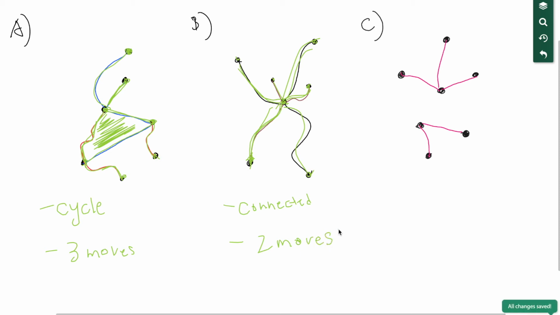All right, lastly, let's take a look at C. So C is the only graph, if you can see, that is disconnected, or these 2 graphs are not connected to each other, right? This is one separate one, and this is another separate one, right? So we can say disconnected. Let me just write that again.